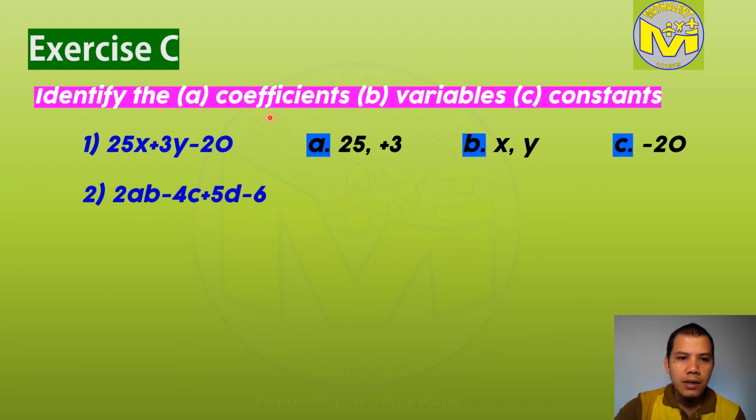First, identify coefficients. How many coefficients can you identify? In the first term, we have 2. In the second term, we have minus 4, and in the third term, we have plus 5. So you can write it there in letter A.